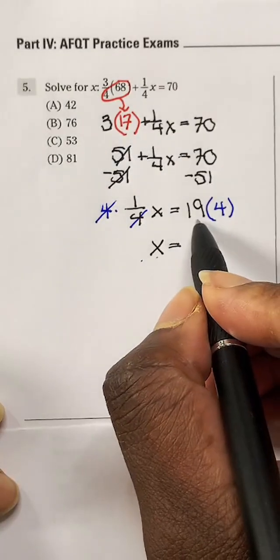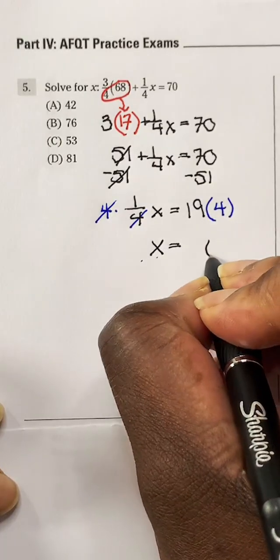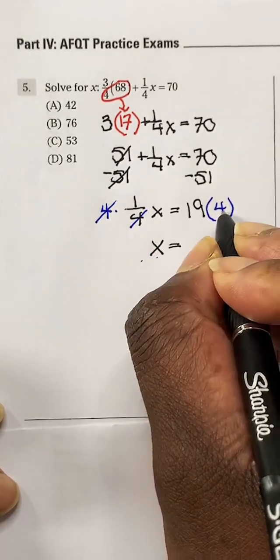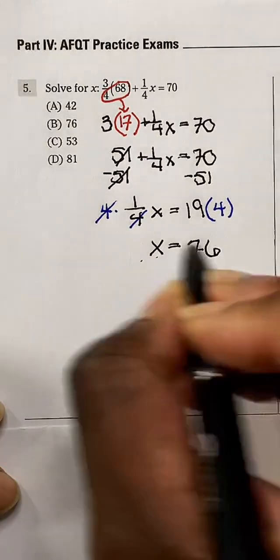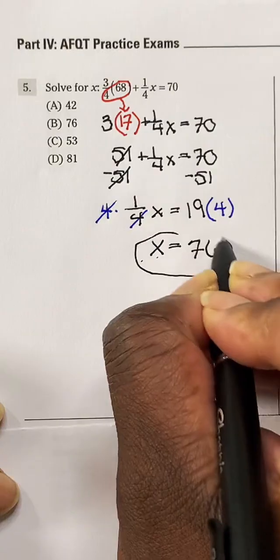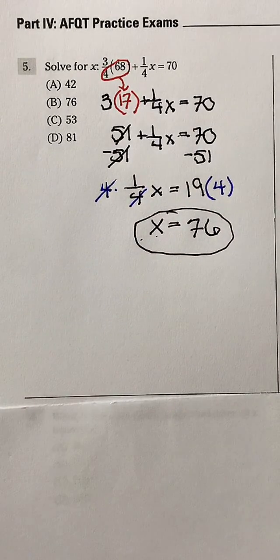So now we're going to multiply 19 and 4. So 4 times 9 gives me 36. Carry my 3. 4 times 1 gives me 4, plus 3 will give me 7. So x is equal to 76.